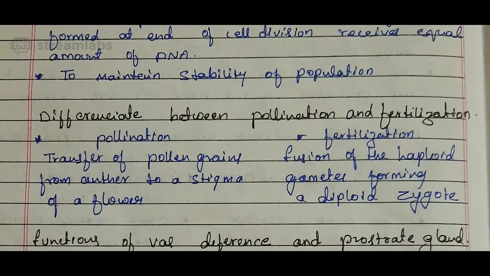Fertilization is just the fusion of male and female gametes, forming a diploid zygote, and later the diploid zygote develops into a new organism by repeated cell division.